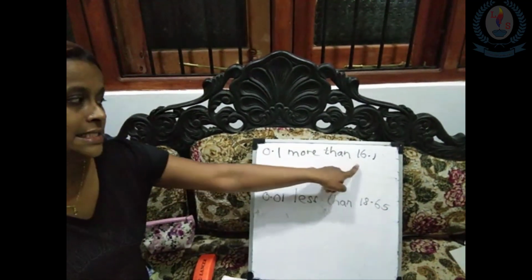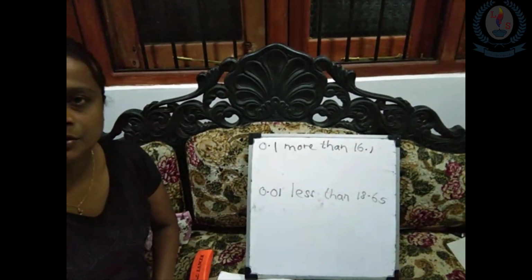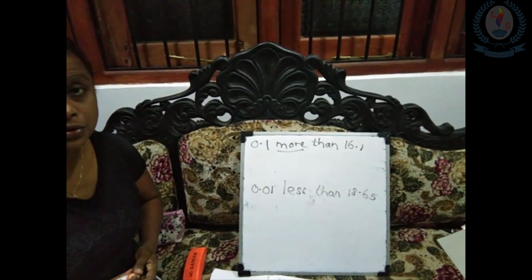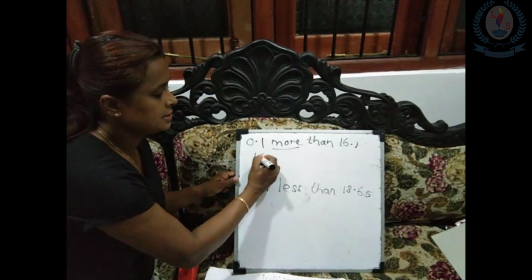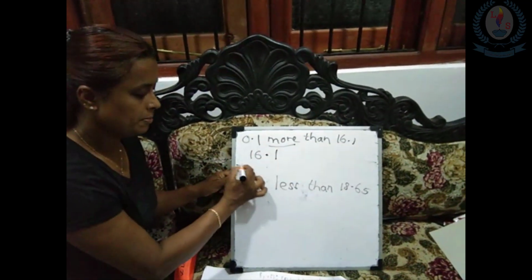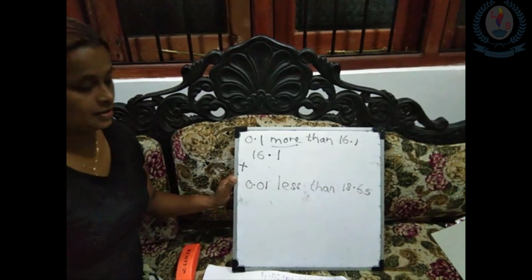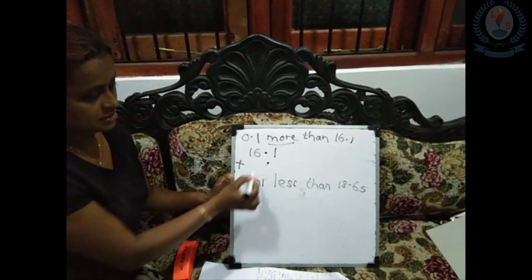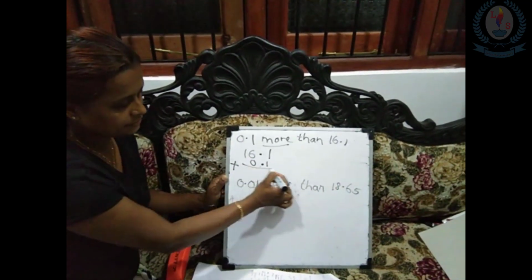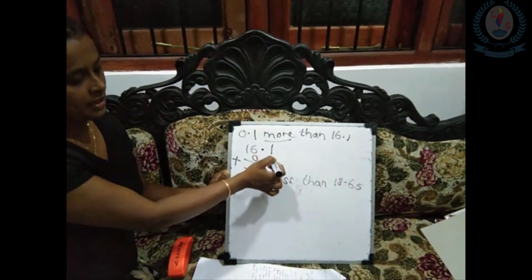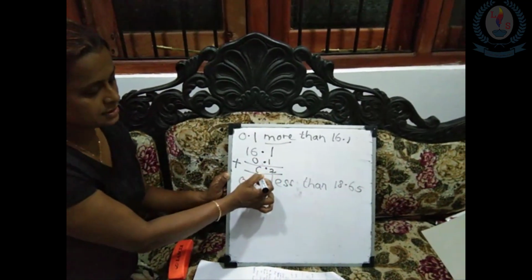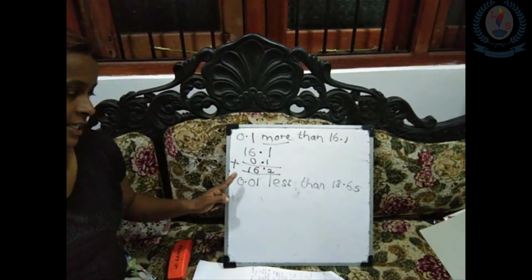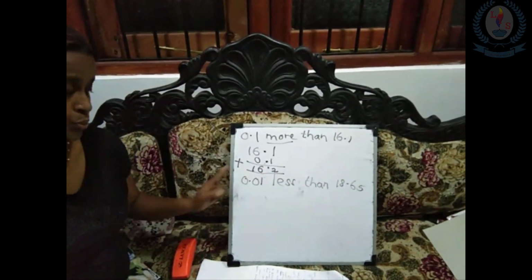Okay, now let's find the answers for these. 0.1 more than 16.1. How do we do that? 0.1 more. Here we have to add 16.1 plus 0.1. The decimal point we have to keep under the other one. Now we can add 1 and 1, 2, 6. 0.1 more than 16.1 is 16.2.